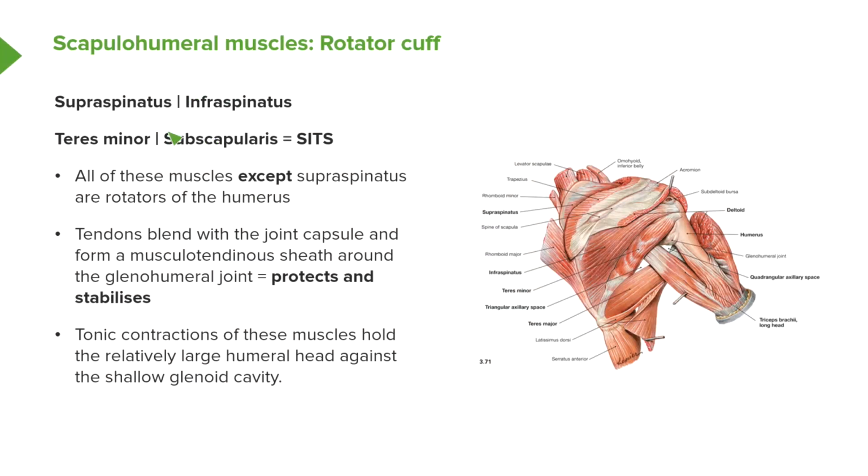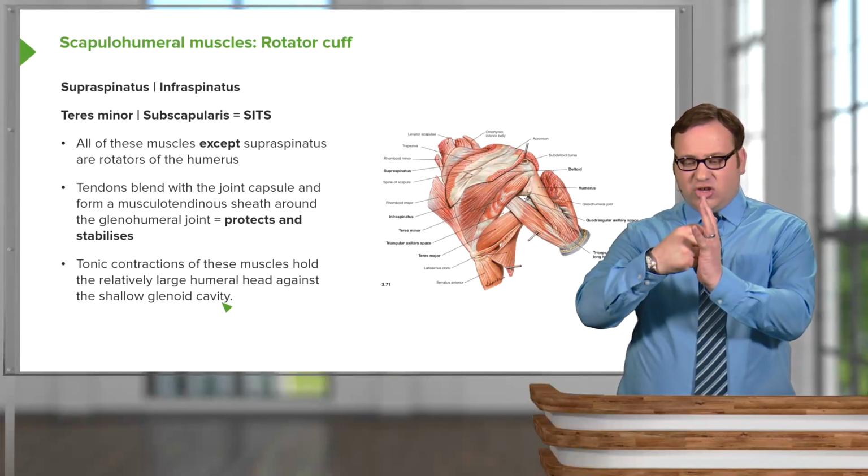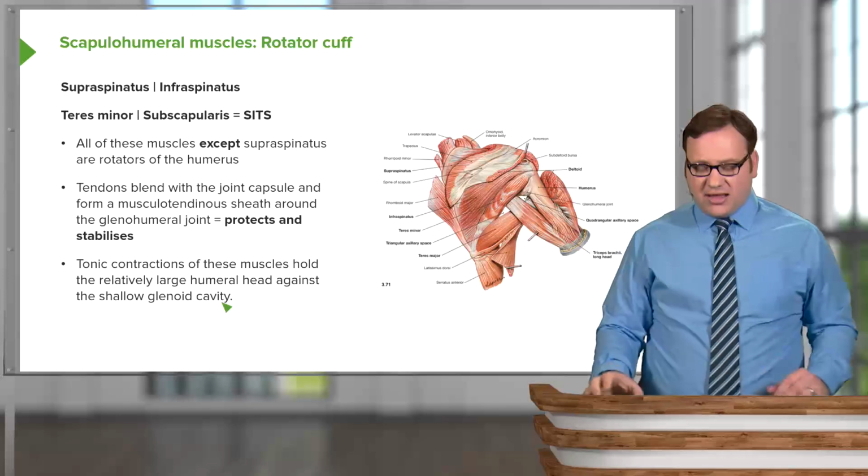Tendons of these four muscles blend with the joint capsule and form a musculotendinous sheath, and this surrounds the glenohumeral joint. You can see these tendons here, and they help to protect and stabilize the joint. It's the tonic contraction, so these baseline contractions of these muscles, that hold the relatively large humeral head against the shallow glenoid cavity. So the shallow glenoid cavity and the large humeral head are held in position via these rotator cuff muscles.